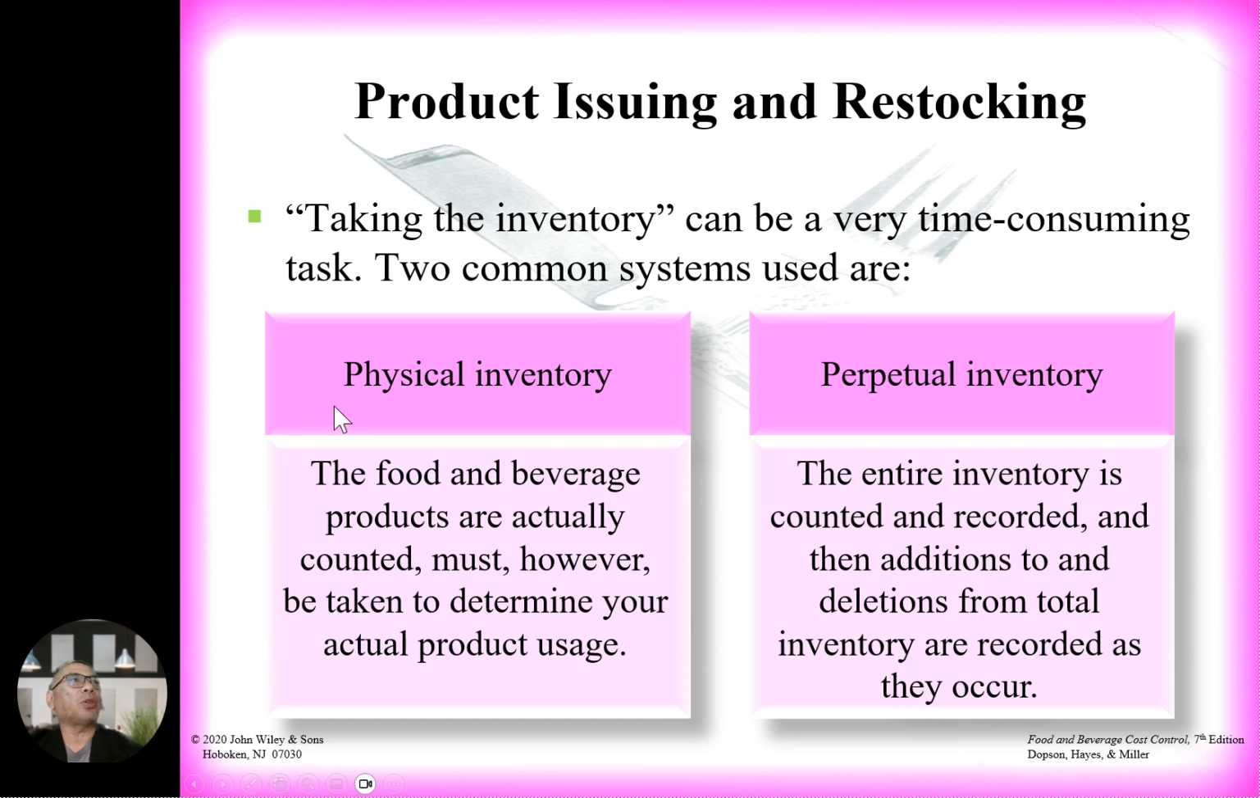Two common systems are used. Physical inventory, where the food and beverage products are actually counted, must be taken to determine your actual usage. Or perpetual inventory, where the inventory is counted and recorded, and additions to and deletions from total inventory are recorded as they occur.